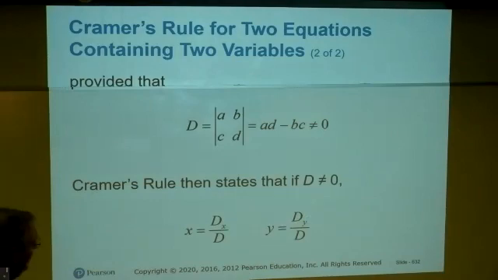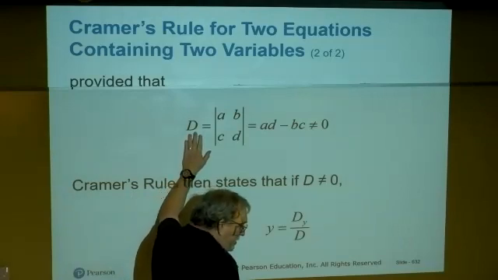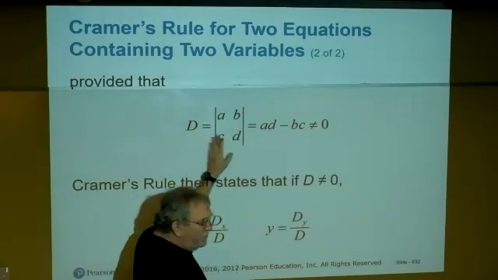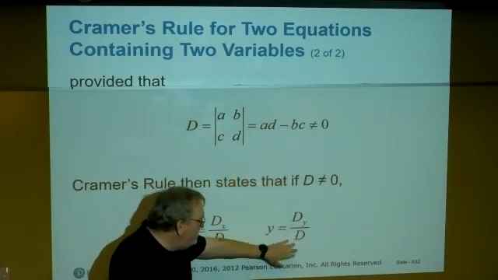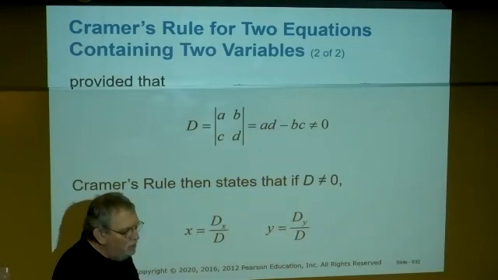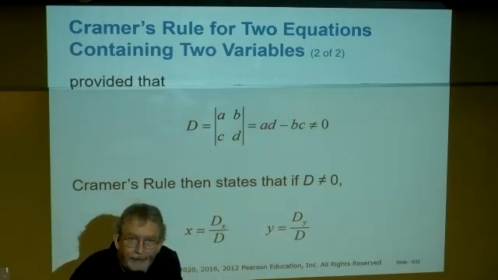Okay. And now we can do this provided that the determinant of the coefficients is not 0, because we can't divide by 0. If it is 0, we can't find the solutions this way.